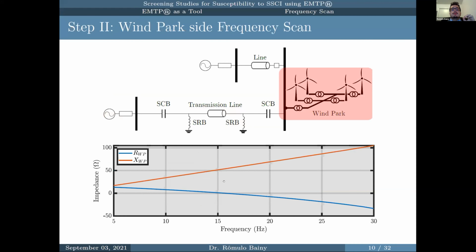When we move on to step number 2, we are going to isolate the wind park, and then we are going to use the one block that is available in EMTP called a TD frequency scan, time domain frequency scan. You can find all the details about using that block in the manual available with the software. And here are the results that we got.